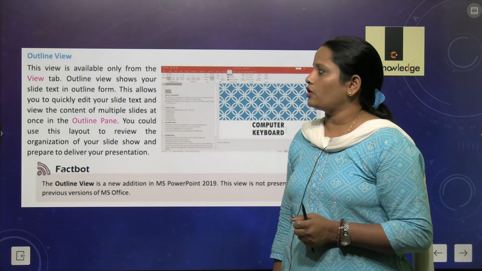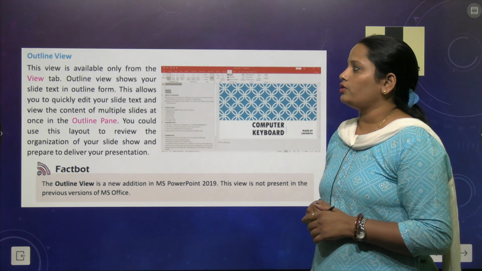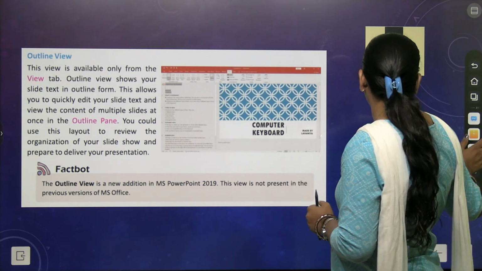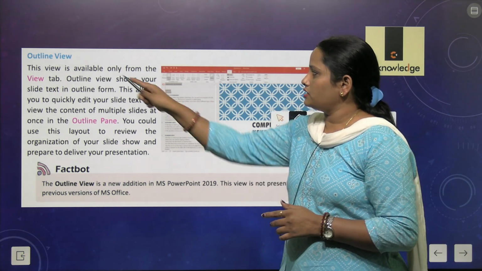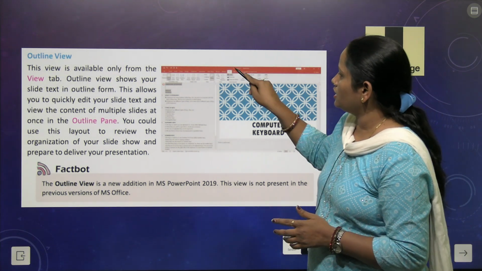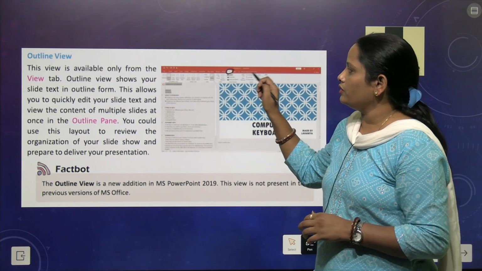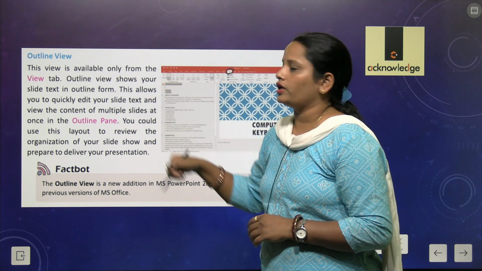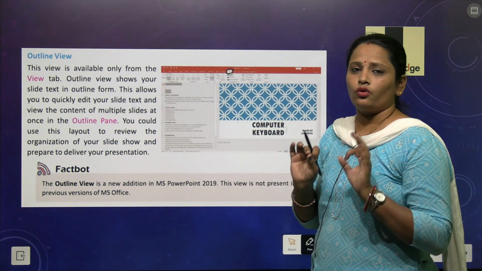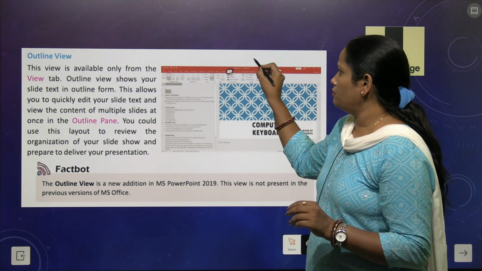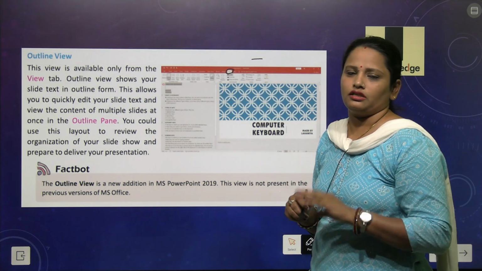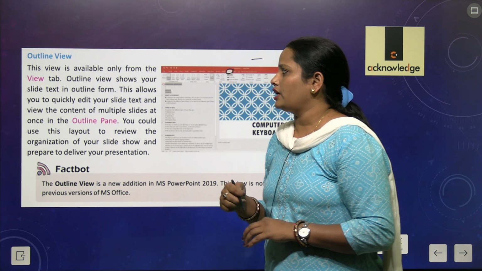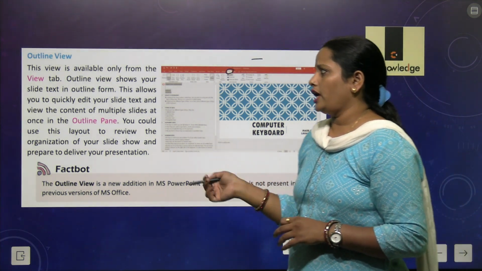Okay, now after this we are going to do outline view. What is outline view? This view is available only from the view tab. So where we can see this outline view, we can see this in our view tab. This is a view tab and here we can see this outline view. Outline view shows you slides text in outline form. Okay, so the word outline says a small brief introduction is given about that PPT. That is called outline slide or outline view.